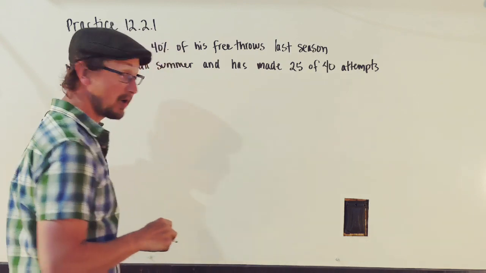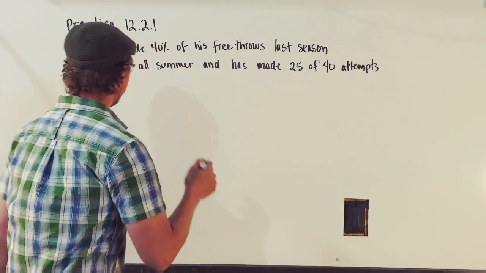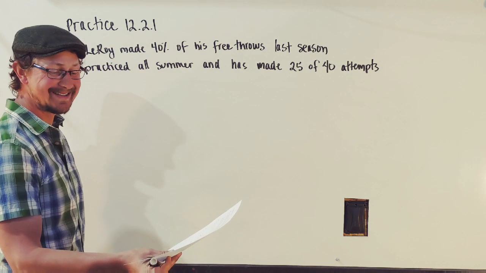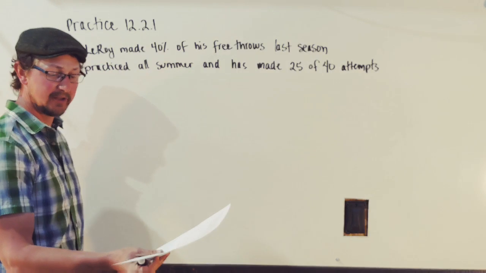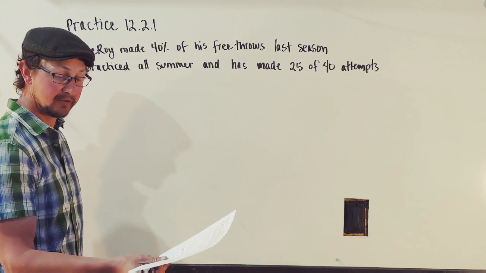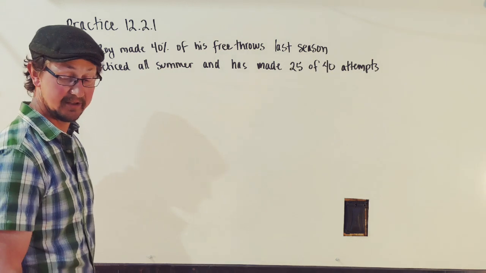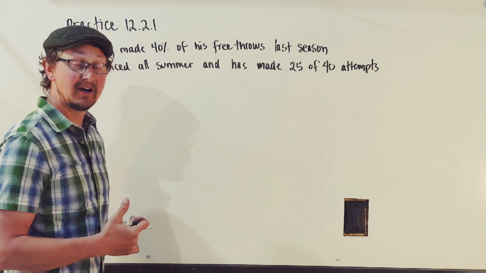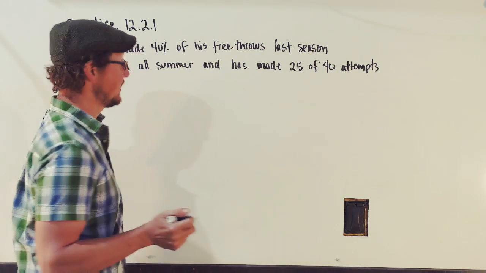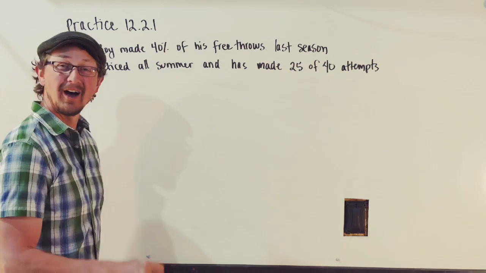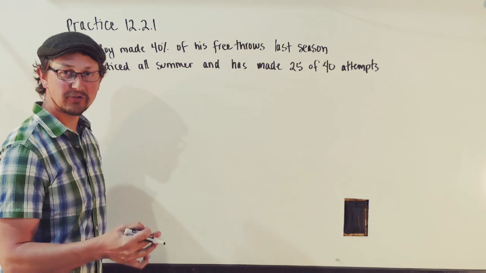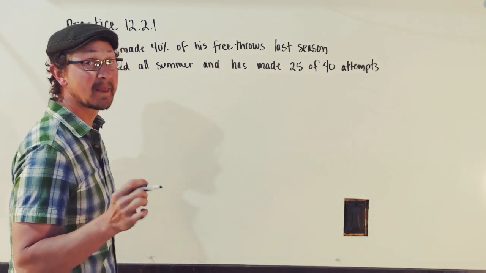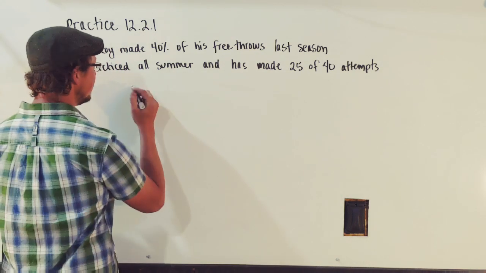All right, this is part 2 of the problem. Here we go. The problem actually asks us to construct and interpret a 90% confidence interval for the proportion of free throws Leroy will make this season. So in a previous video, I reminded you of the confidence interval formula, but here it is again. All it asks for us to do is construct and interpret. That means step 3 and step 4 of a confidence interval.